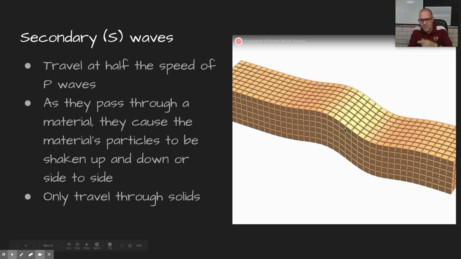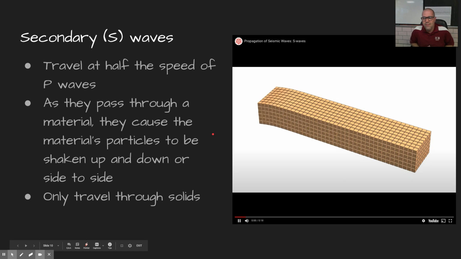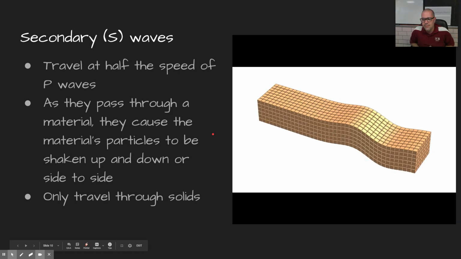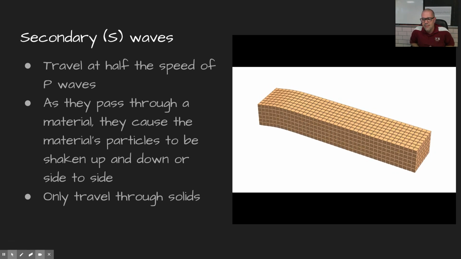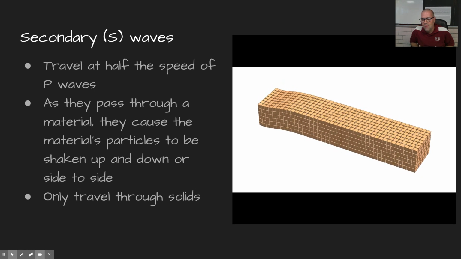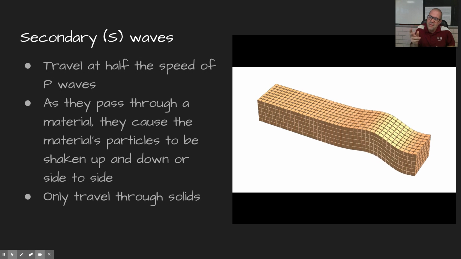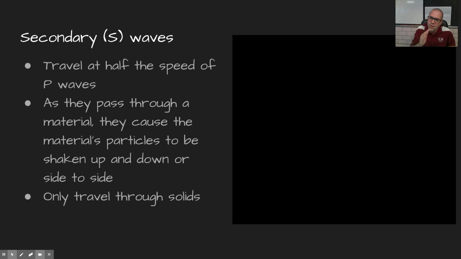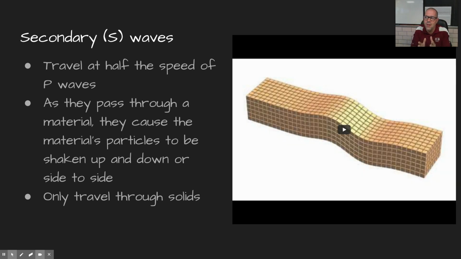And here's the action of the secondary wave as it passes through. Okay? So you get the up and down, or if you would turn that block over, side to side. It depends initially on how the rock broke, whether that shaking is going to be more up and down or more side to side. But we have seismographs that measure both the up and down shaking and the side to side shaking that can be caused by secondary waves.